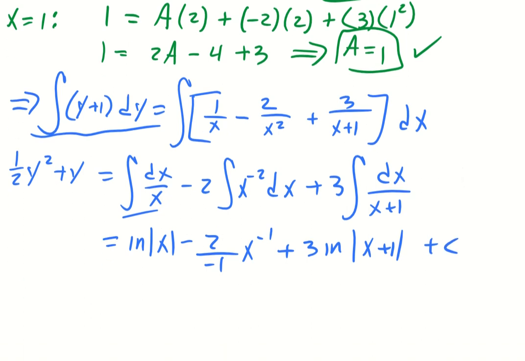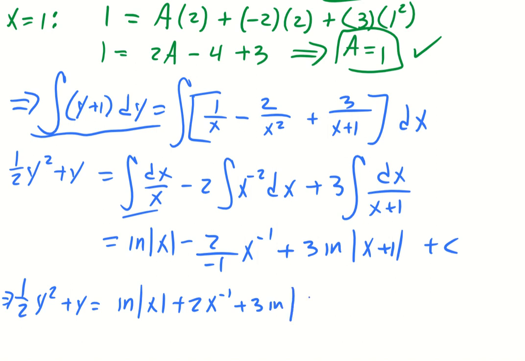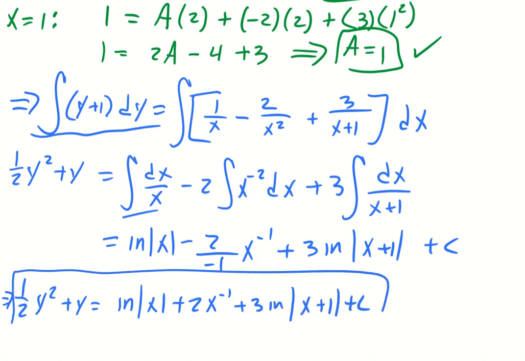So now we have 1/2 y squared plus y is equal to the natural logarithm of the absolute value of x plus 2 times x to the minus 1 power. We can leave it that way, that's fine. Plus 3 times the natural logarithm of the absolute value of x plus 1 plus C. And this is a good implicit solution.